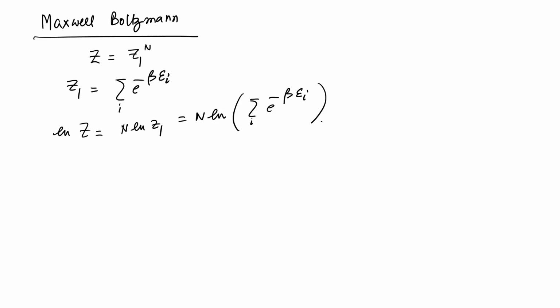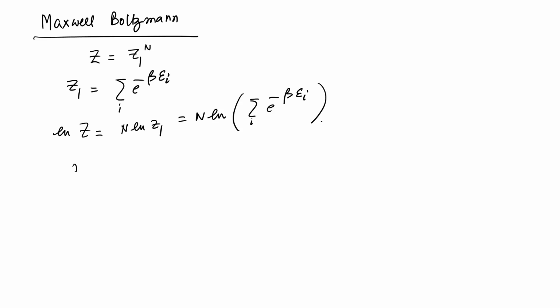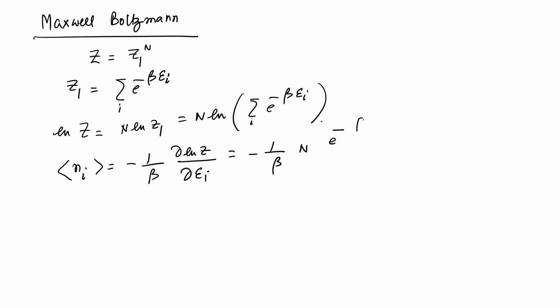So, we have got log of z, and now we go back to the expression that we have just derived, where you have to take the derivative with respect to epsilon I. So, Ni average is equal to minus 1 over beta del ln z by del epsilon I. I write down the same expression once more: minus 1 over beta, then there is an n, and you have an exponential of minus beta epsilon I divided by the sum over I of exponential minus beta epsilon I. I take a derivative with respect to epsilon I of the expression that you see above, and the minus beta comes out here, and there are two minus signs. Okay, so these two minus signs have to be written with care.